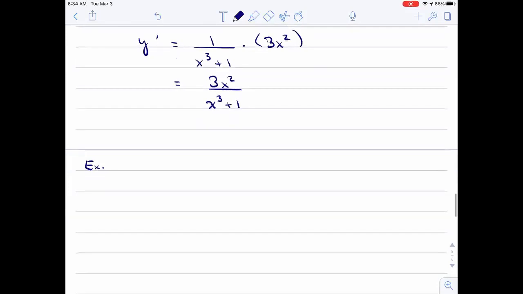How about example 2? If you have to find d dx of the natural log of sine x, let you guys give that one a go.